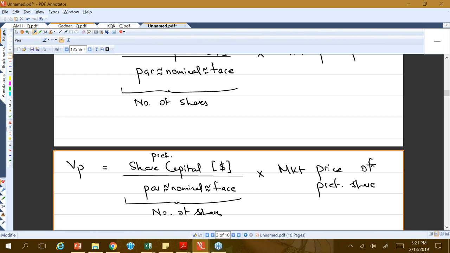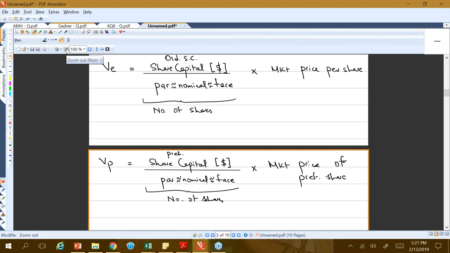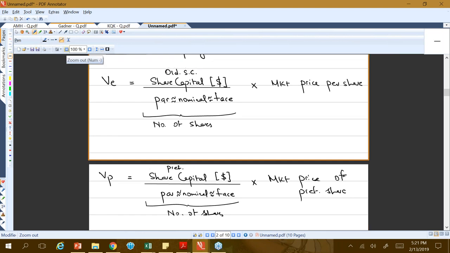So it's pretty much the same calculation for both, but the only difference is that in the above calculation, the VE, we are talking about ordinary share capital. In the below calculation, we're talking about the preferred share capital. And we're talking about the market price per share ordinary and the market price per share preferred. That is how we work out the VE and the VP on market value terms.